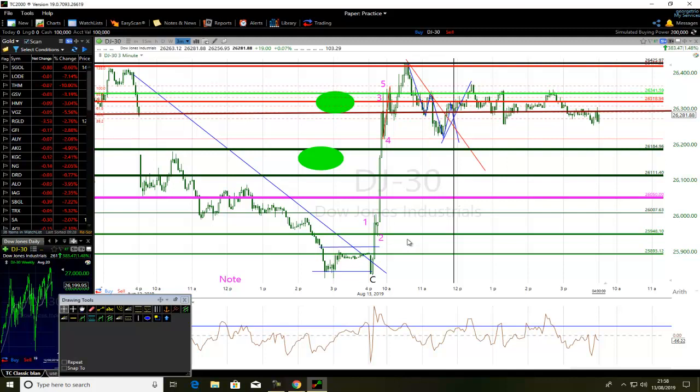So now it becomes clear to us as a scalping Elliott wave day trader that we have first wave, second wave, third wave, fourth wave, fifth wave. Now this move that we see here is a flat correction.